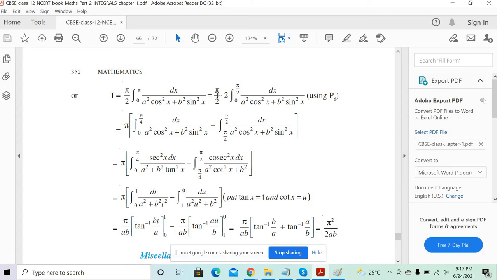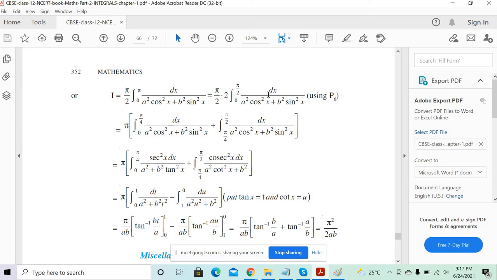When the limit becomes pi by 2, it becomes 2 times the function. So pi by 2 into 2 will get cancelled, so pi only. Now this integration becomes 0 to pi by 2. What did you do here? We are using the other method now. Again we are applying the same property, splitting the integration into 0 to pi by 4 and pi by 4 to pi by 2.